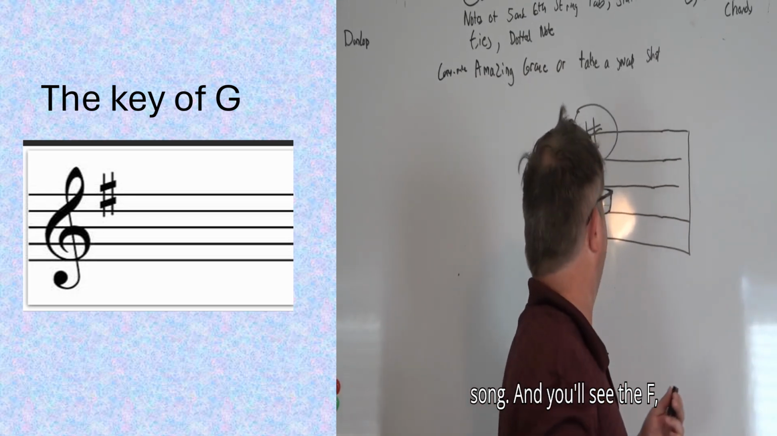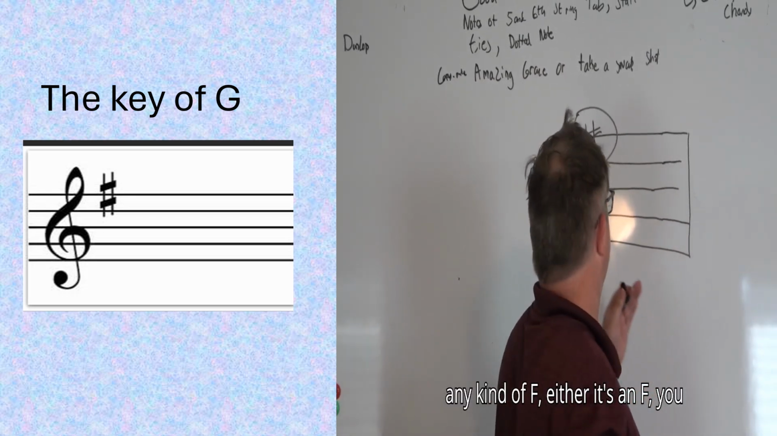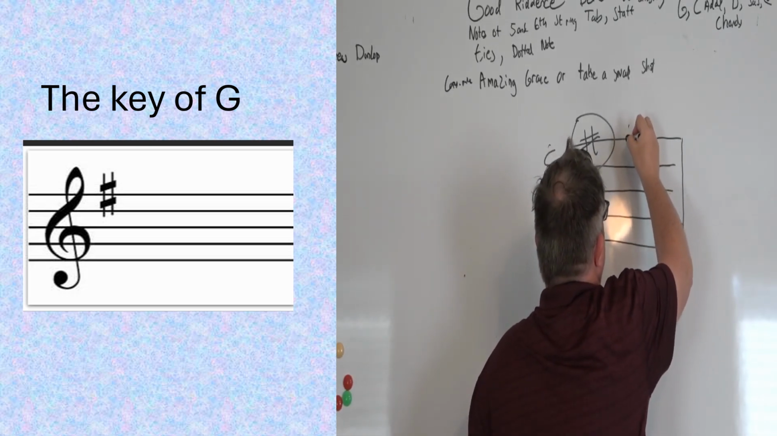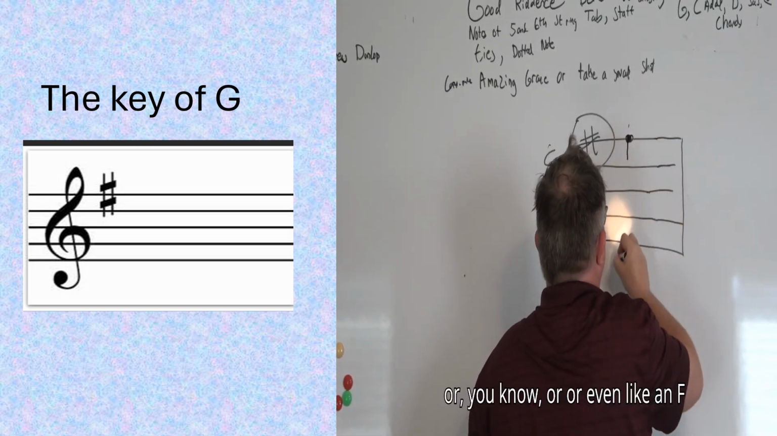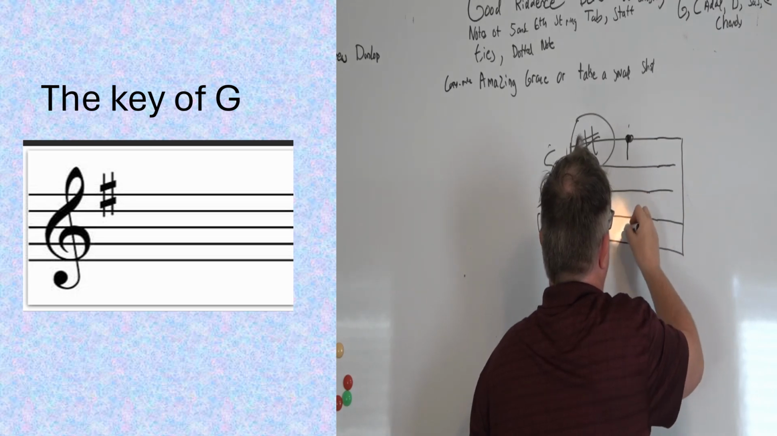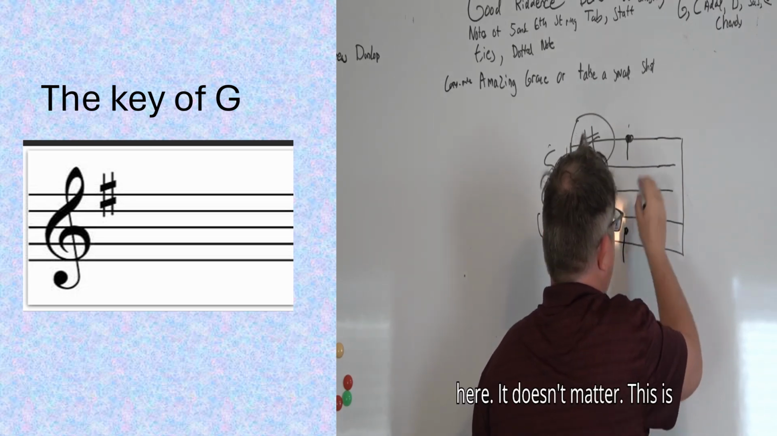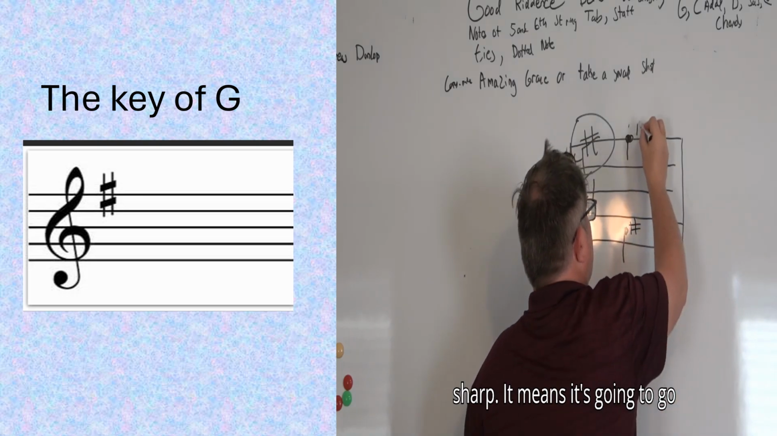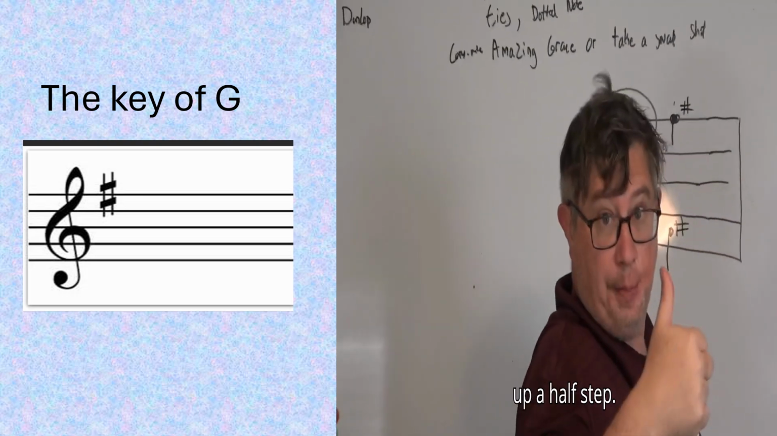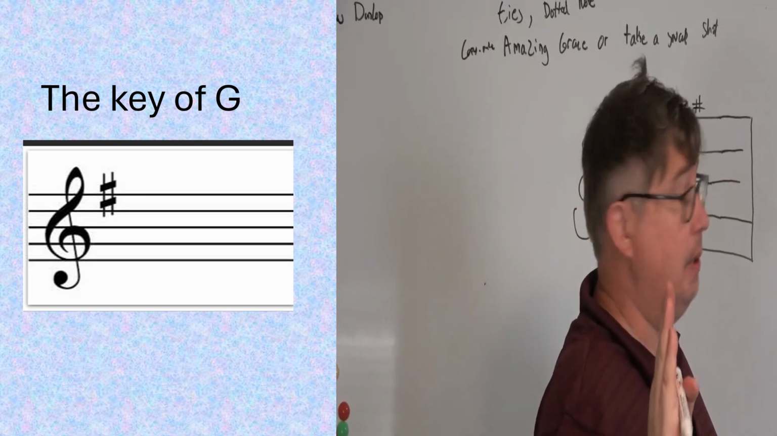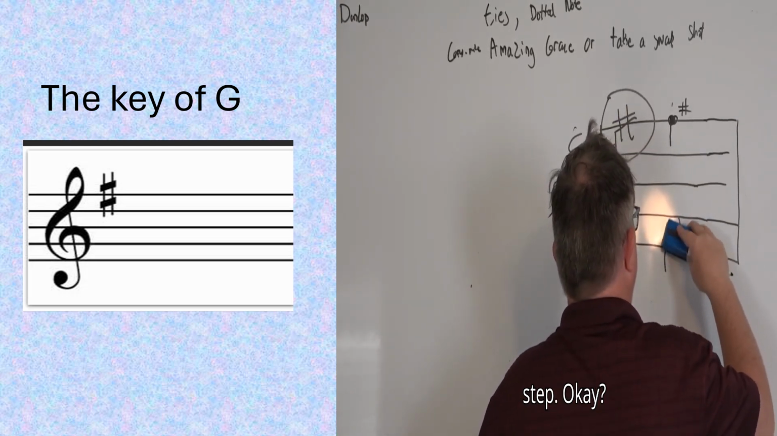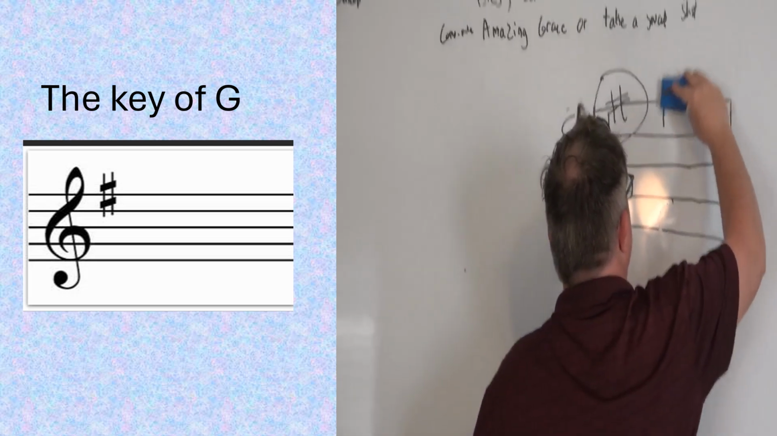So that assumes that when you play the song, you'll see the F, any kind of F, either an F here or an F here, it doesn't matter. This is going to be sharped. That means it's going to go up a half step. Okay?